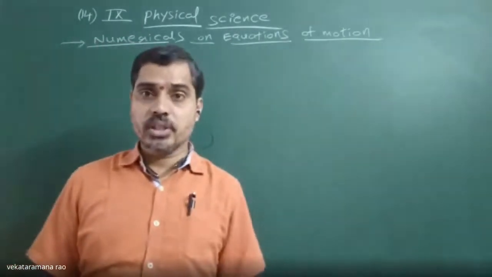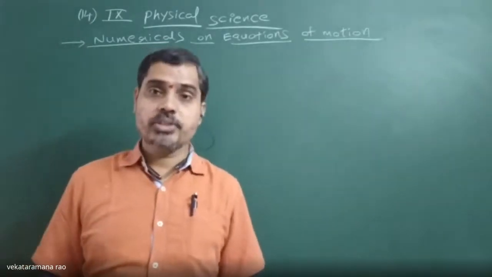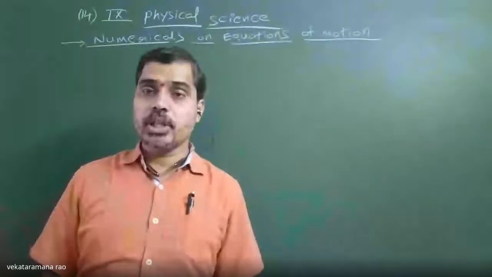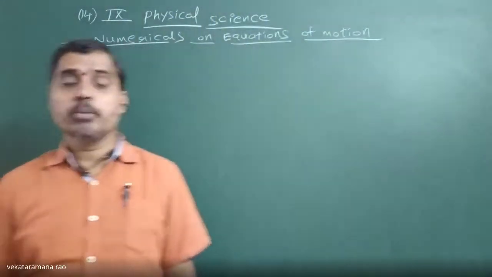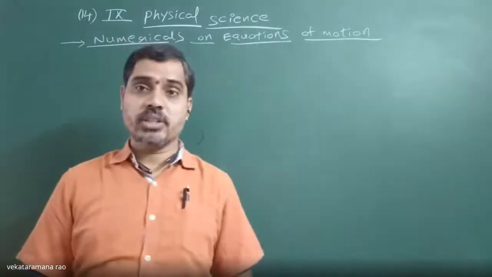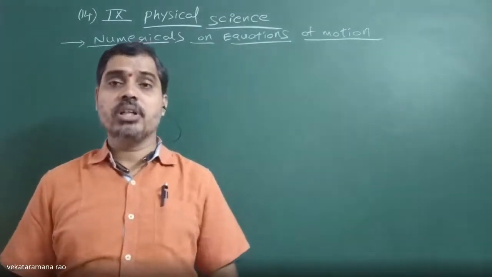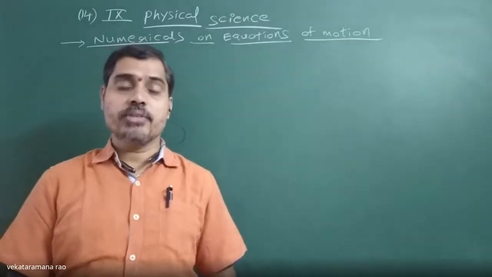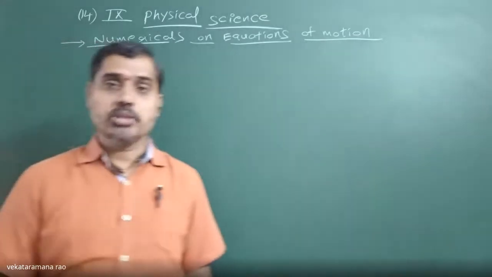Now we are discussing some numericals based on average speed, and on the average time taken by an object moving with uniform acceleration, and what its velocity is when a body is traveling with uniform acceleration. So based on some formulas on average speed and the equations of motion, we are going to solve some numericals.